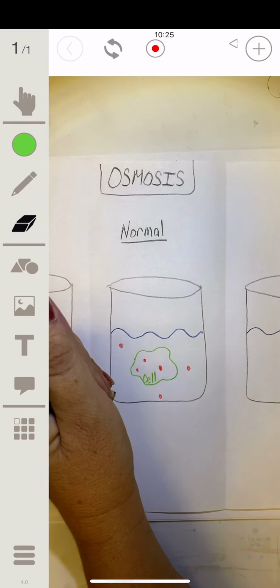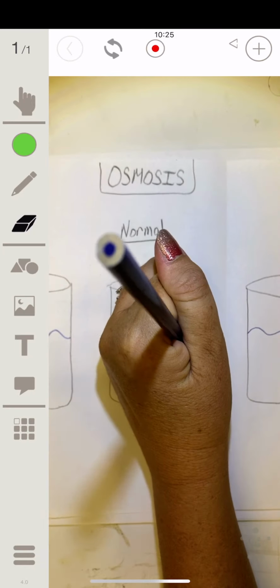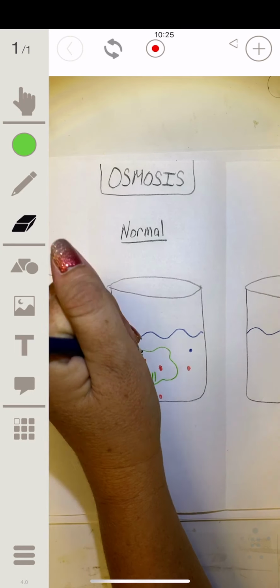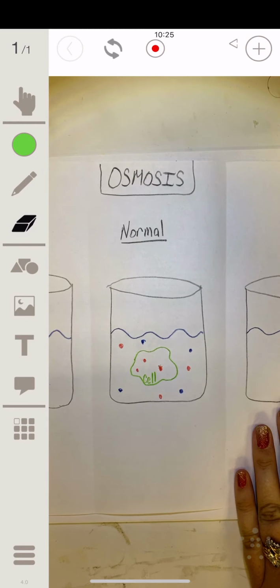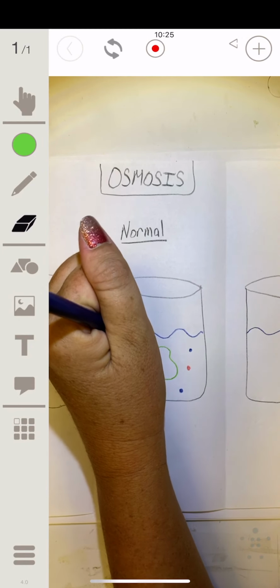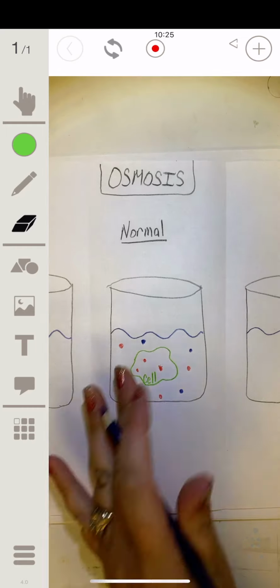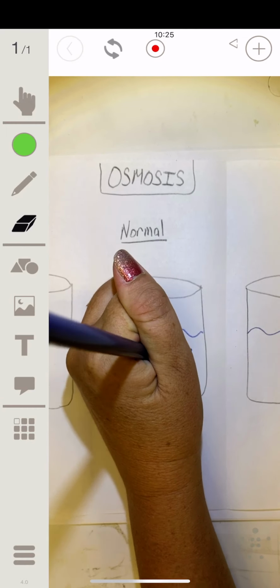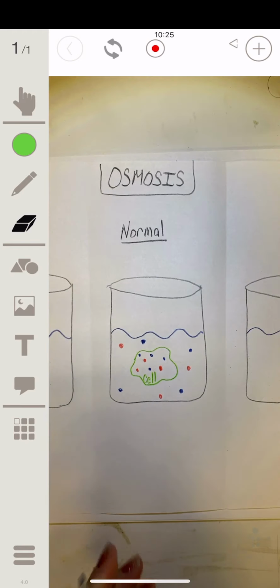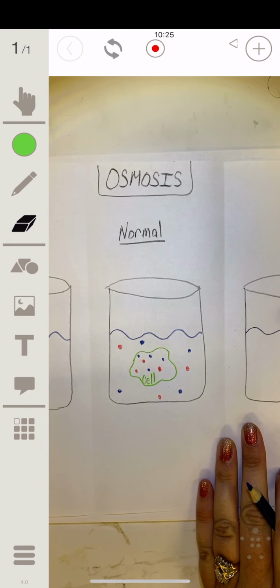I'm going to put 4 water molecules. Now there's more water molecules than I'm representing, but I'm just putting this here for clarity's sake. There's 4 water molecules on the outside, and there's 4 water molecules on the inside. My point is, everything is even. So pause the video and get your dots made.